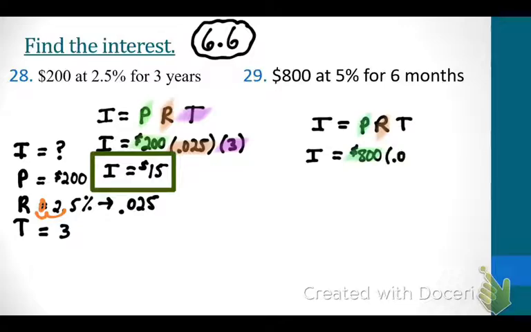Okay, if your notes don't look like this, please make sure you are erasing it and fixing it. Now let's talk about the T. What does the T stand for? Time. What does our time say? 6 months. What's wrong with that?